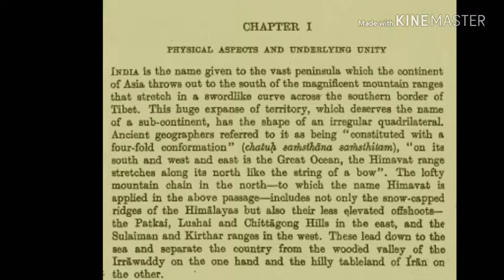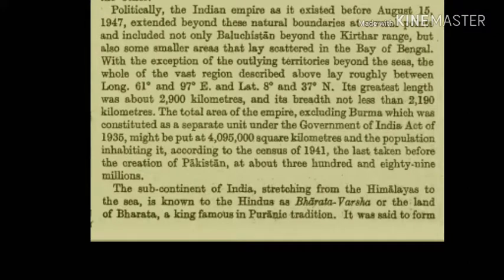These lead down to the sea and separate the country from the wooded valley of the Irrawaddy on the one hand and the hilly tableland of Iran on the other. Politically, the Indian Empire as it existed before August 15, 1947, extended beyond these natural boundaries at several points, and included not only Baluchistan beyond the Kurthra range, but also some smaller areas that lay scattered in the Bay of Bengal.